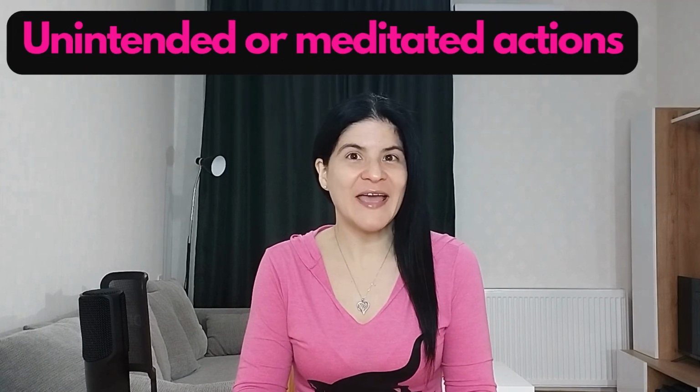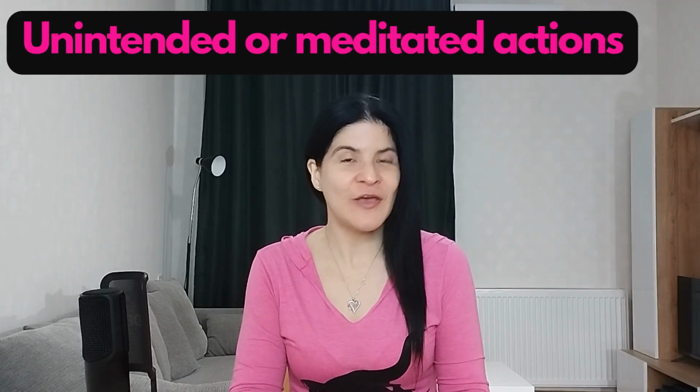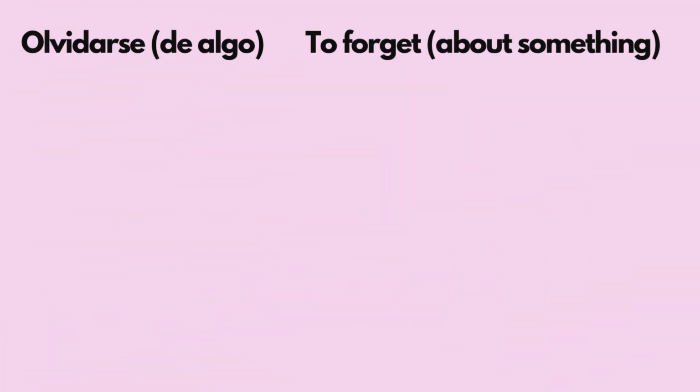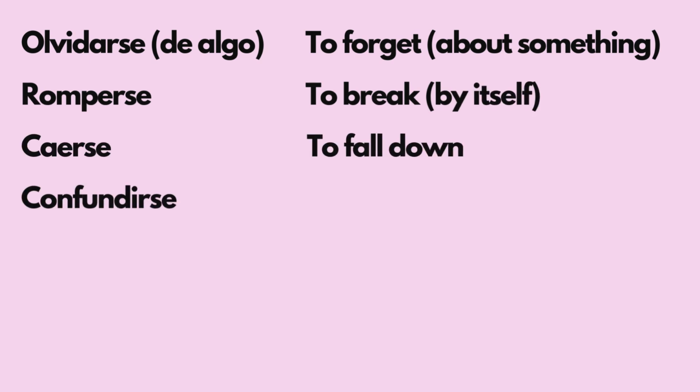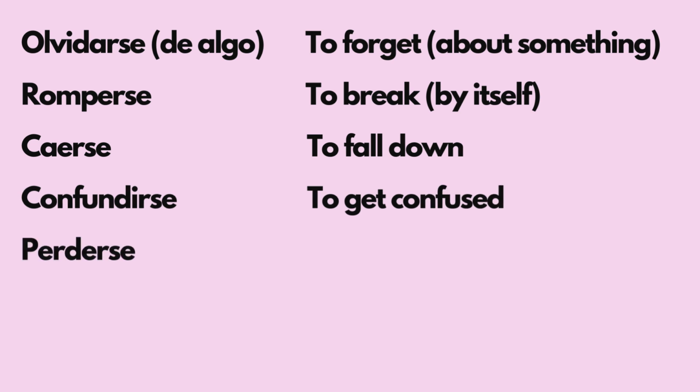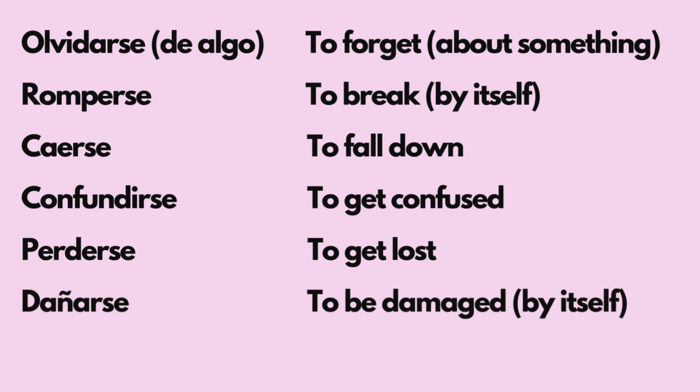The following category belongs to reflexive verbs that show actions that happen by accident or on purpose. For example, olvidarse de algo, to forget about something. Romperse, to break by itself. Caerse, to fall down. Confundirse, to get confused. Perderse, to get lost. Dañarse, to be damaged by itself.